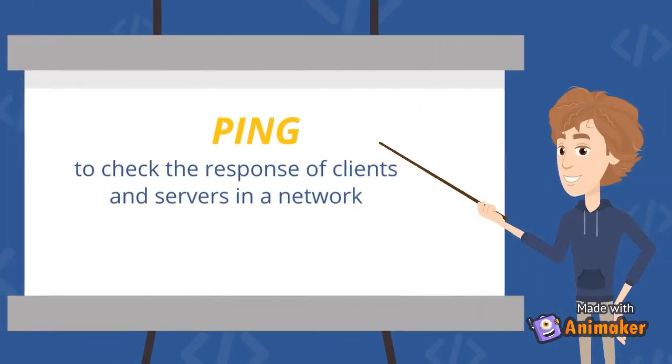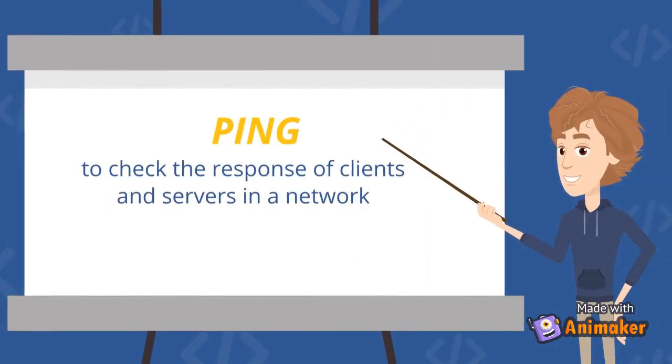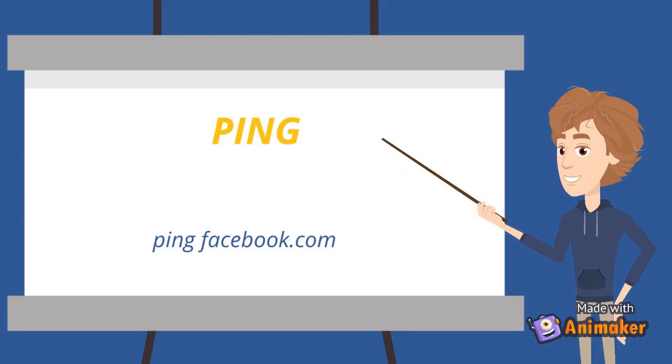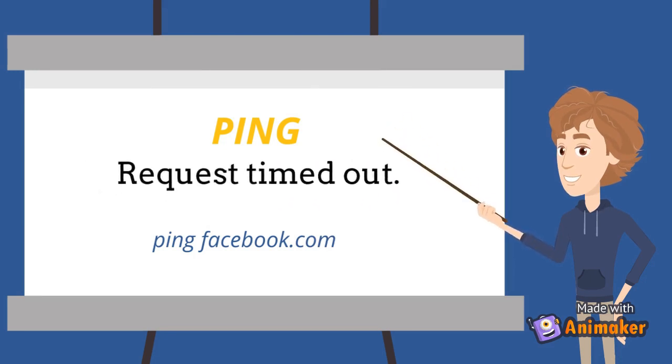Next is ping. If you want to check a site or network computer, you can use the ping command combined with the site address, or IP address. For example, if you want to access facebook.com but it doesn't open, you can check it by pinging facebook.com. If it times out, it means Facebook is having problems.